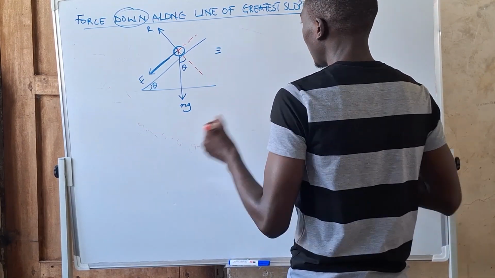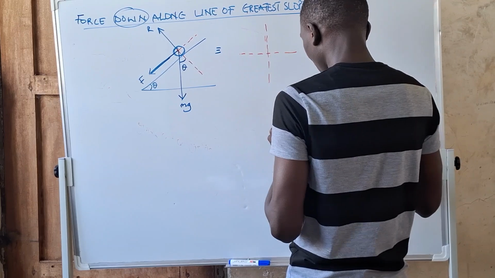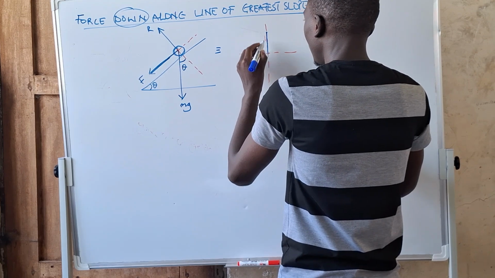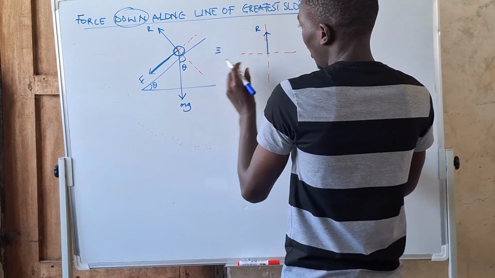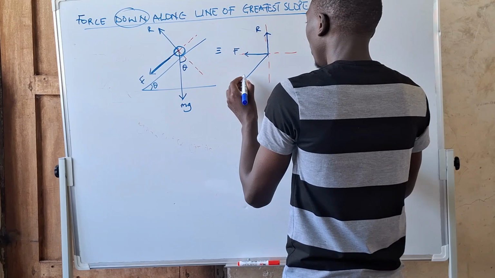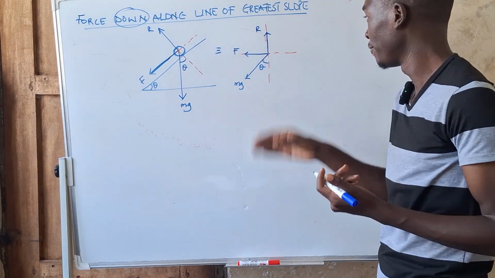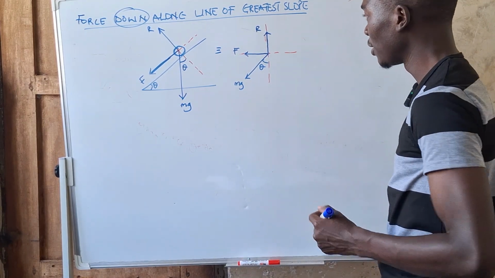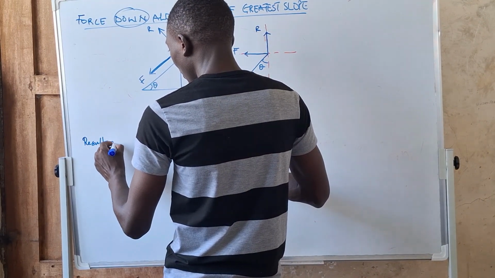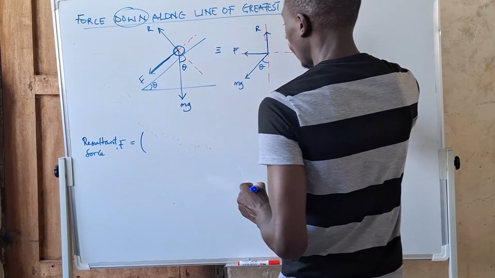You can always produce this so that you have the vertical and then you have the horizontal. On the vertical, we have our reaction R. Along the horizontal, you have a force F in that direction. And down here, we have the weight mg acting at an angle of theta degrees to the vertical. At this step, the student has to look at the resultant force.